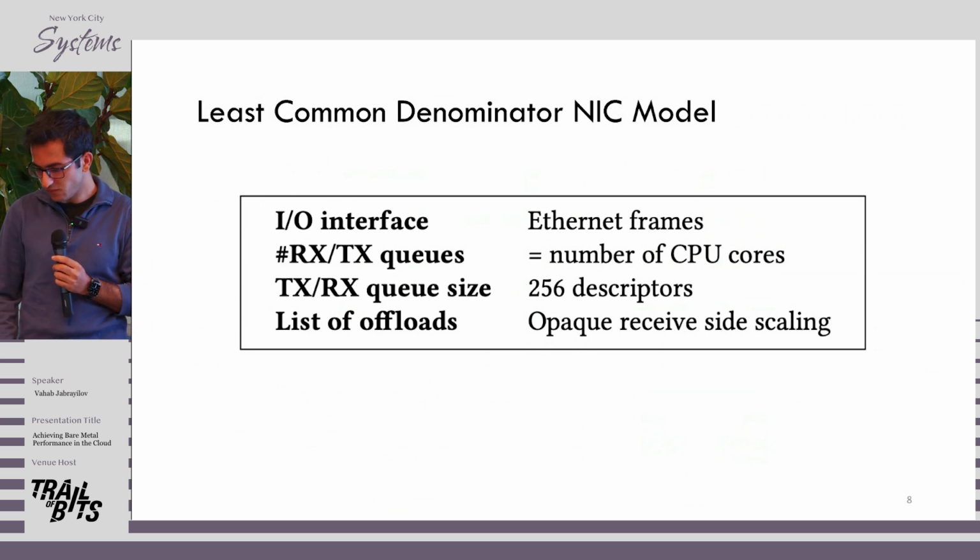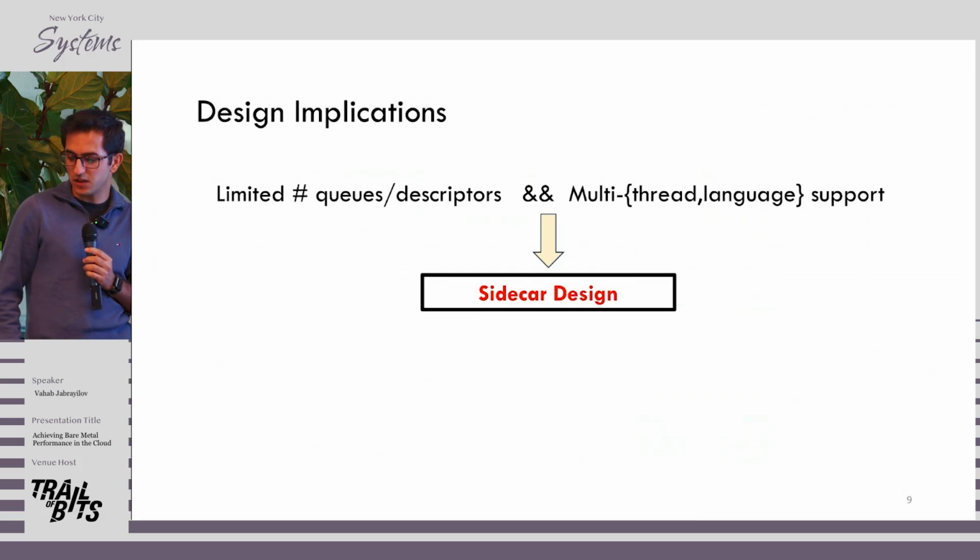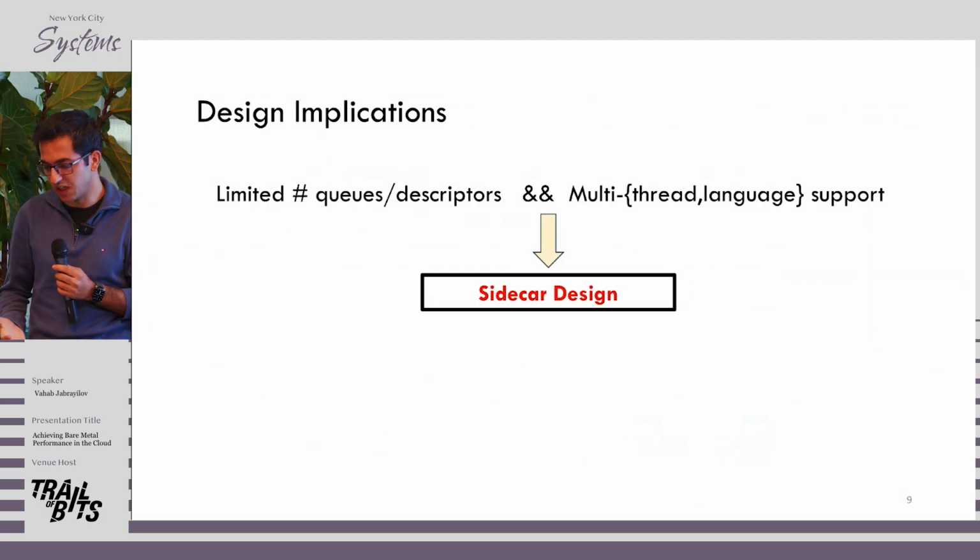So how can we design a system given this virtual NIC model? We say that the new user space stack should adopt a sidecar approach. Here, the sidecar should own the NIC. With this layer of indirection, multiple processes and threads can use the same NIC. Even, let's say you have applications using multiple languages, they can talk to this sidecar to reach the network.